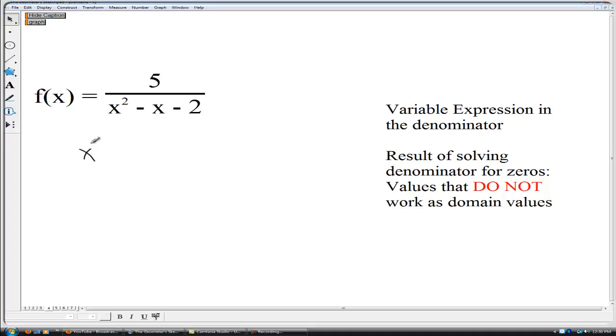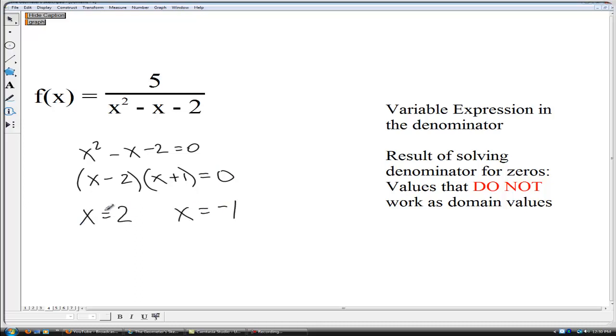So let's solve it. x squared minus x minus 2 is equal to 0. This one factors. There is another video about using the discriminant to help you determine whether a quadratic is factorable, which you could check out. This one was pretty easy. But what do we get here? We get x is 2 or x is negative 1.